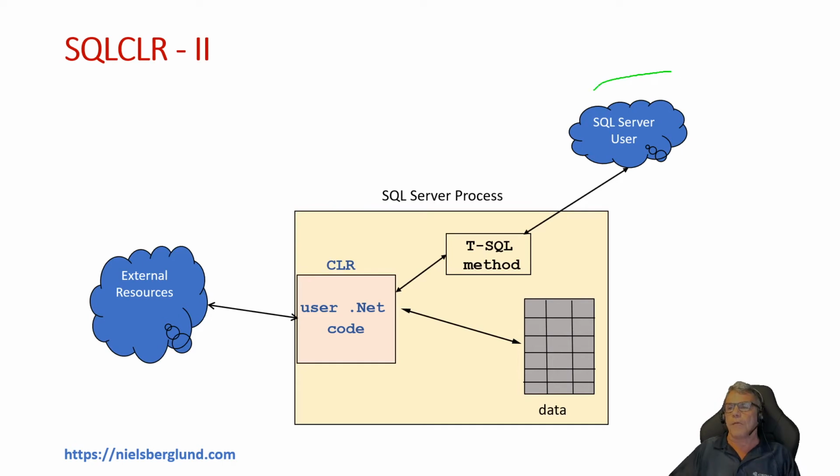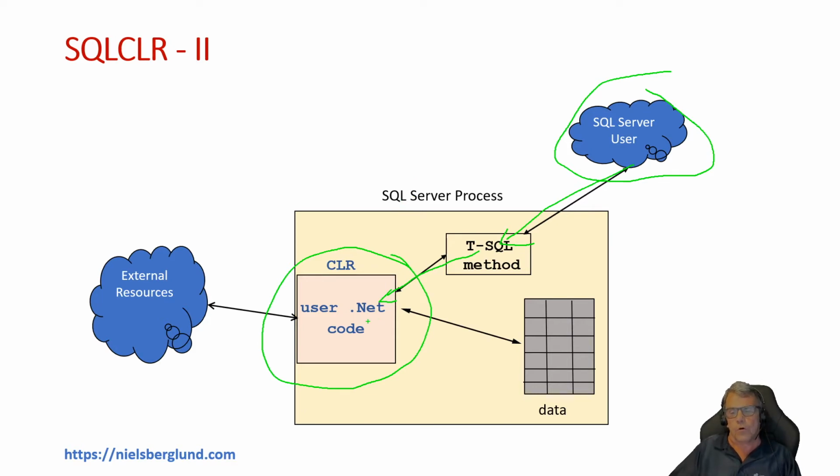So in the right-hand corner here, we have a SQL Server user. He calls a T-SQL stored procedure or function, and that calls into the .NET code that now sits here in the SQL Server process. The .NET code has access to tables in the database as before, so it can write data and retrieve data, and the .NET code can also access external resources. So the .NET code can potentially call Kafka if we so want.